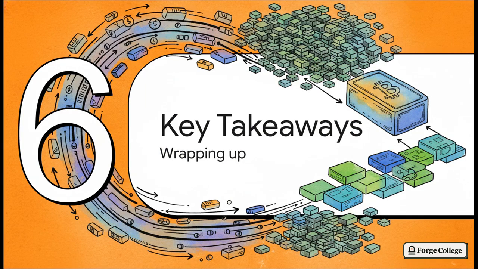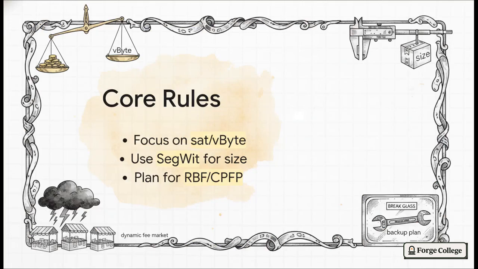Let's wrap this up. All right, let's quickly recap the core mechanical rules you absolutely need to remember from this explainer. First off, always prioritize your sat per vByte rate, not your absolute fee. That's the only number miners care about. Second, your transaction's virtual size directly impacts your bottom line, so optimize those inputs and use SegWit whenever you possibly can. Third, remember that the fee market is a highly dynamic beast. It's going to fluctuate. Treat your estimates as probabilistic predictions, definitely not as guarantees.